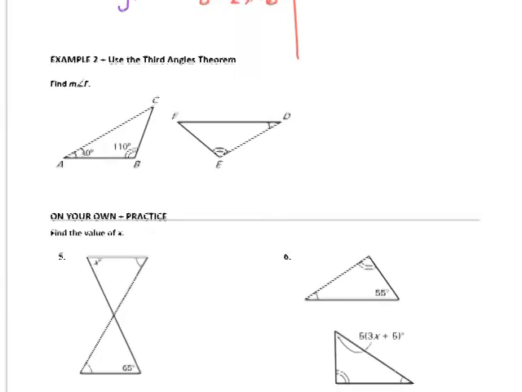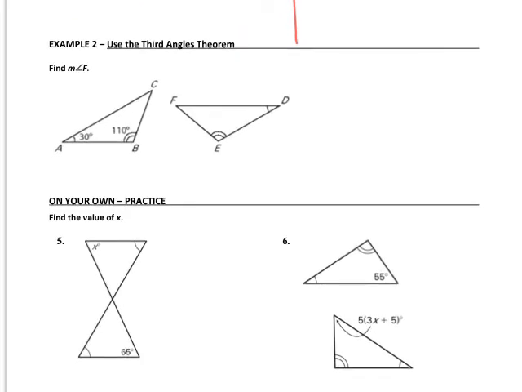And our last example I have here is to use the third angles theorem. And so we need to find the measure of angle F. So what is the measure of angle F? Well, it looks like we have an angle here marked congruent to the angle over here. So that means that angle A is going to be the same measure as angle D. And angle B has two arcs on it, and therefore angle B is going to be congruent to angle E.